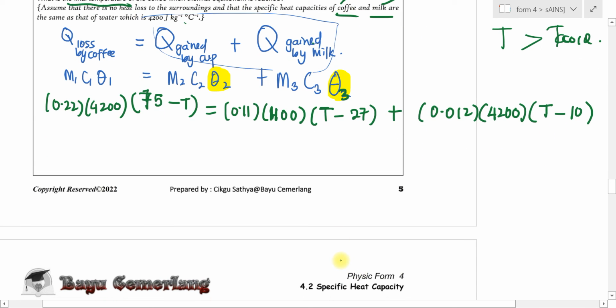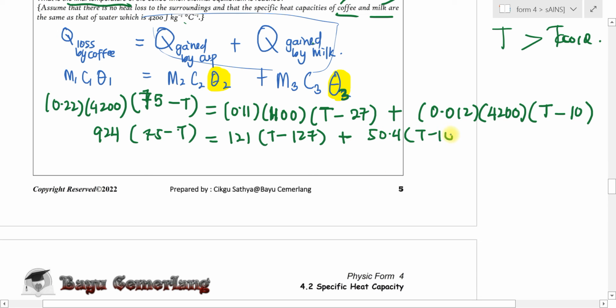So first of all, what can we do is simplify everything first. This is one of the longest questions. 0.22 times 4,200 is 924, times 75 minus T, equal to 0.11 times 1100, which is 121, times T minus 27, plus 0.012 times 4,200, which is 50.4, times T minus 10. Okay, now we have no other way, we have to expand.